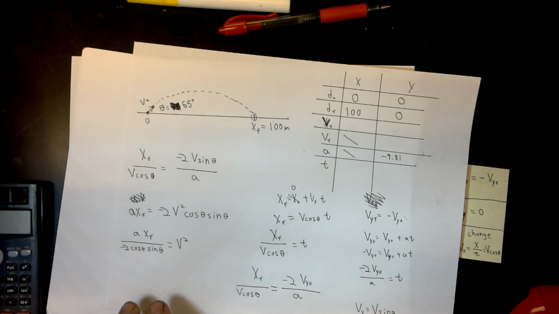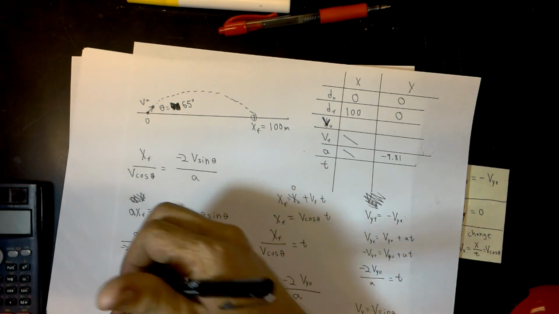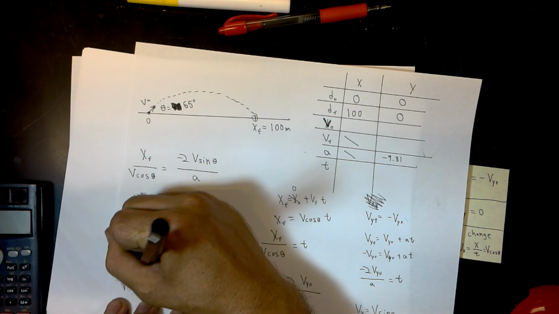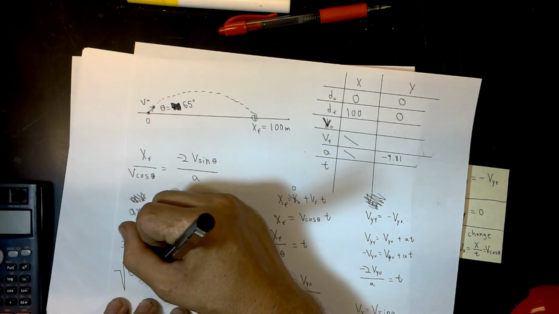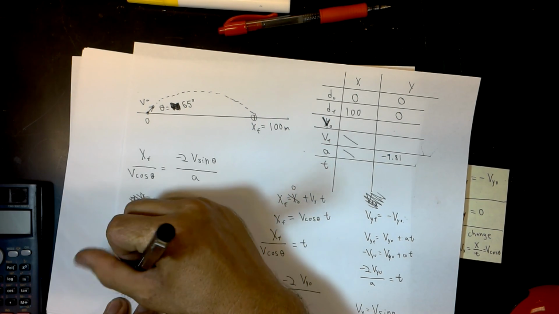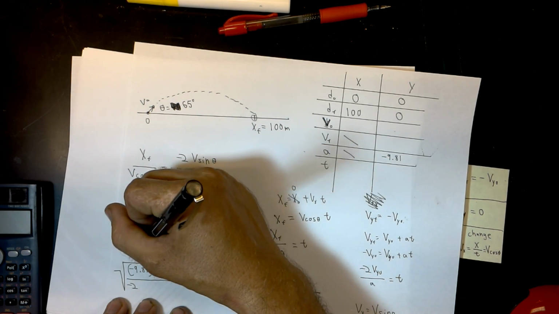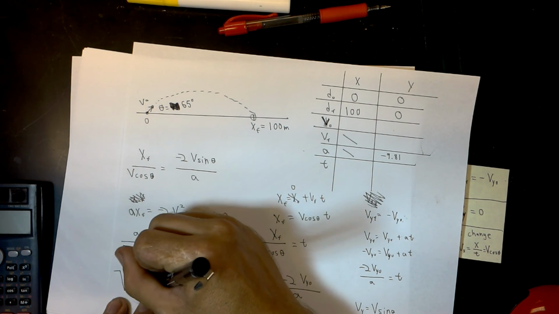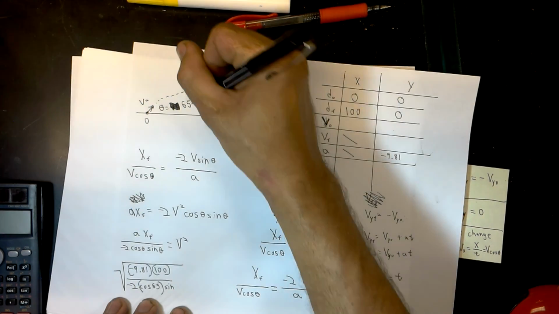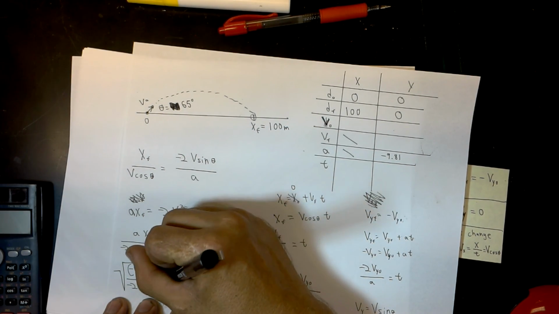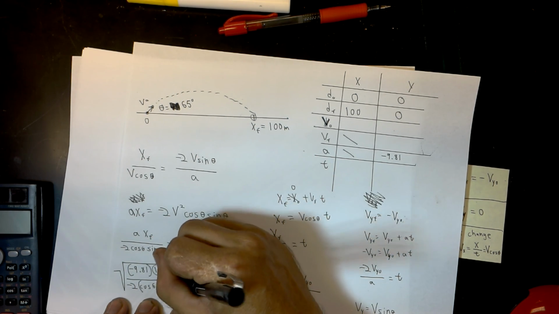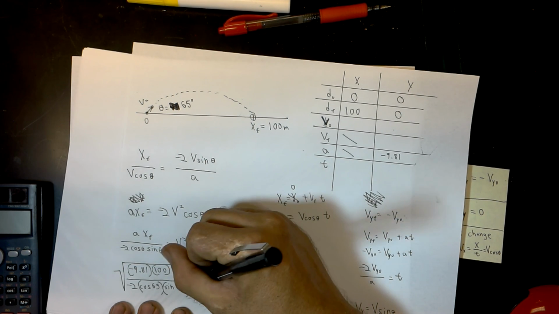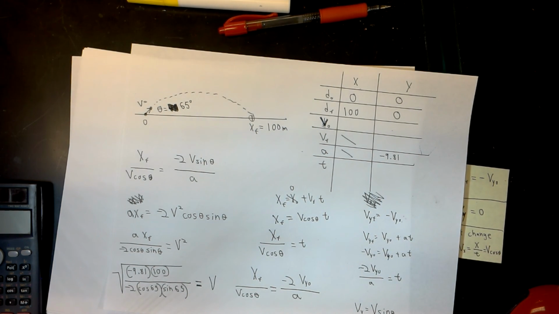I'm going to write it one more time, but I'm running out of room, so I'm going to write it one more time with the numbers. Square root, A is negative 9.81, X final is 100, that's easy. Negative 2, cosine of 65 degrees, sine 65 degrees. I know what you guys are thinking. You're thinking, wait, did I sign up for a physics class or did I sign up for a trig class? Well, you signed up for a physics class that's going to implement all that trig you learned, hopefully.